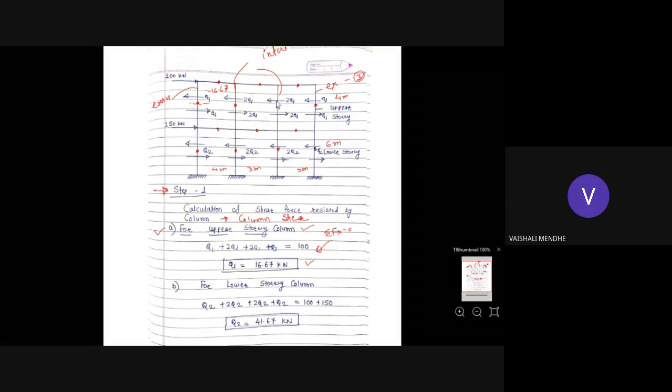So what about the interior column? It is twice Q1, so 2 into 16.67. So you'll get the value of Q1 after simplifying this. Then for the lower story.